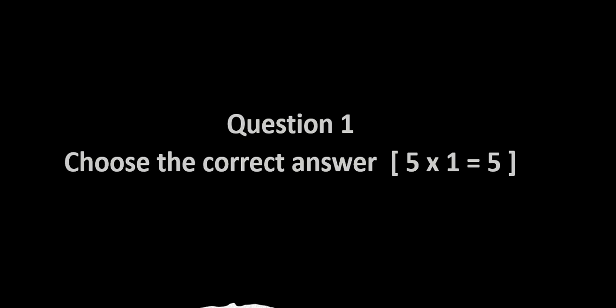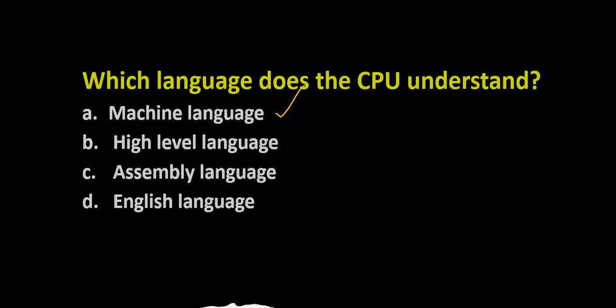So question number one is based on choose the correct answer, which is 5 marks, 5 questions. All questions are compulsory. So which language does the CPU understand? CPU will understand machine language, high level language, assembly language, English language. So machine language only will be understood by the CPU.